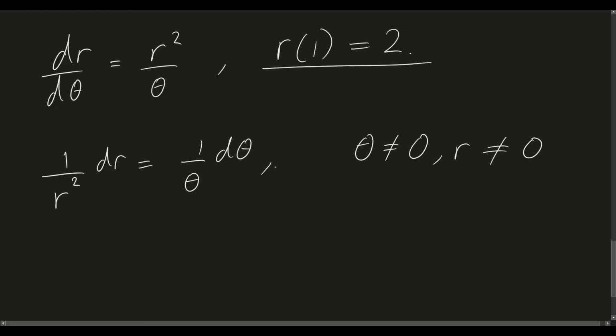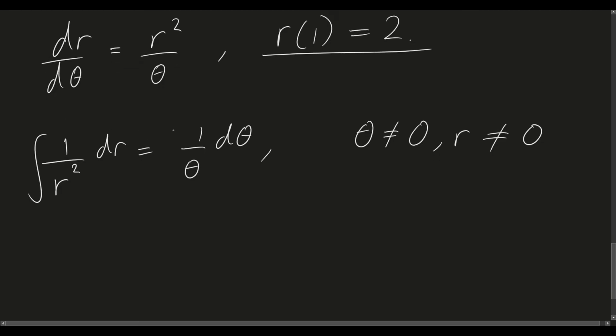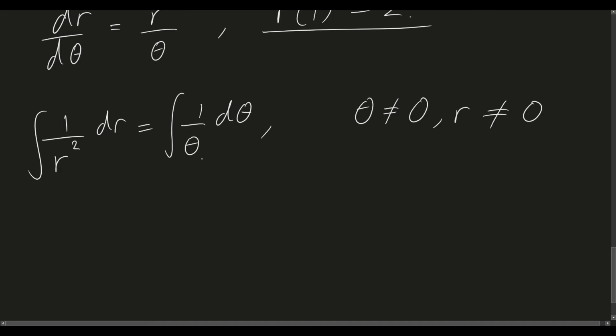Okay, excellent. So again, at this stage, all we need to do is just quickly integrate those two terms. And what pops out is simply going to be negative 1 over r equal to the natural logarithm of theta plus some constant term c1.